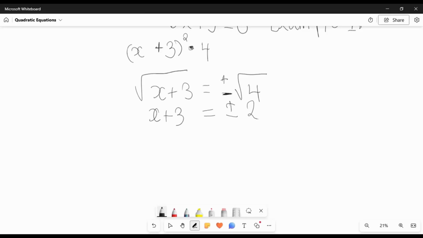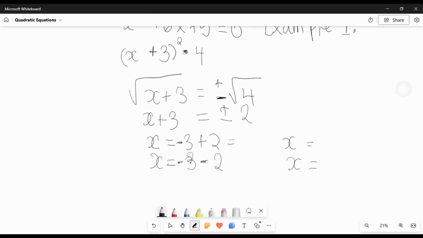Now, to solve for the value of x: x is equal to negative 3 plus 2, and x is equal to negative 3 minus 2. And these are our final x values. x is equal to negative 1 and x is equal to negative 5.